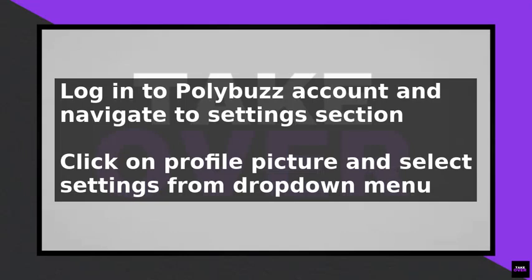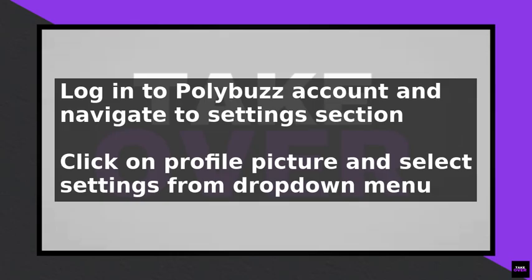Changing the language on Polybuzz is a straightforward process that can be completed in a few steps. To begin, you need to log in to your Polybuzz account and navigate to the Settings section. This can be found by clicking on your profile picture in the top right corner of the screen and selecting Settings from the drop-down menu.